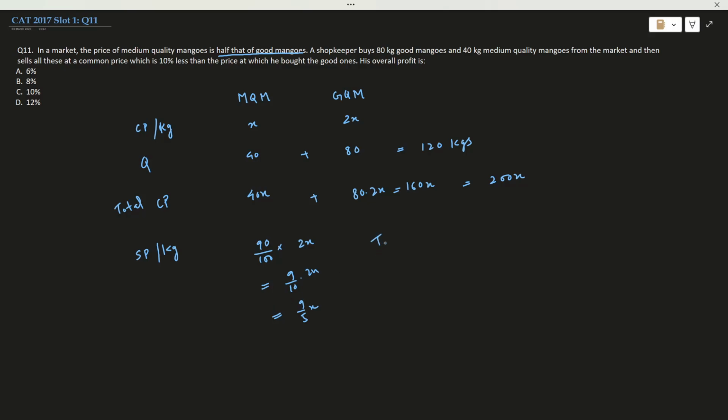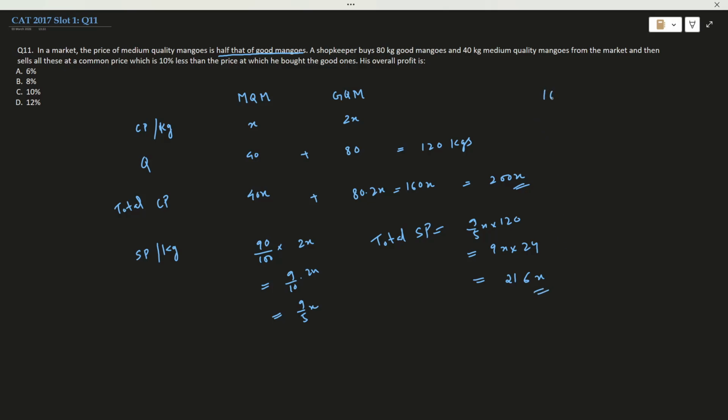So what is the total SP? Total selling price will be quantity into selling price per kg. So 9 by 5x into 120. So 9x into 24, this will be 216x. So this is the total cost price, this is the total selling price.